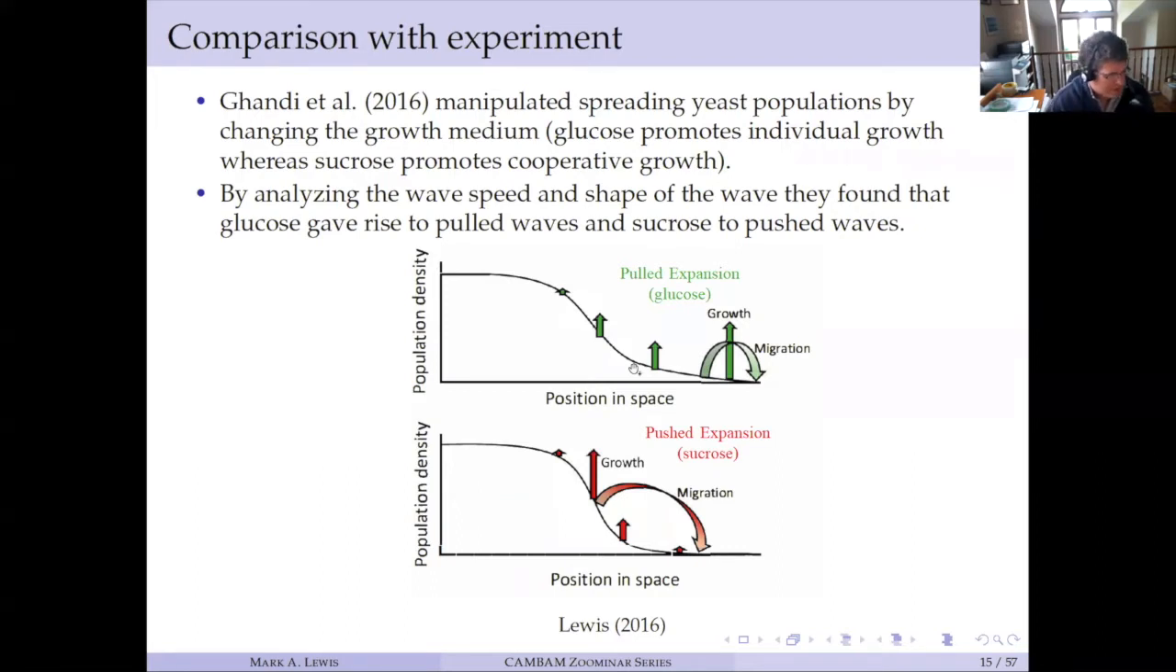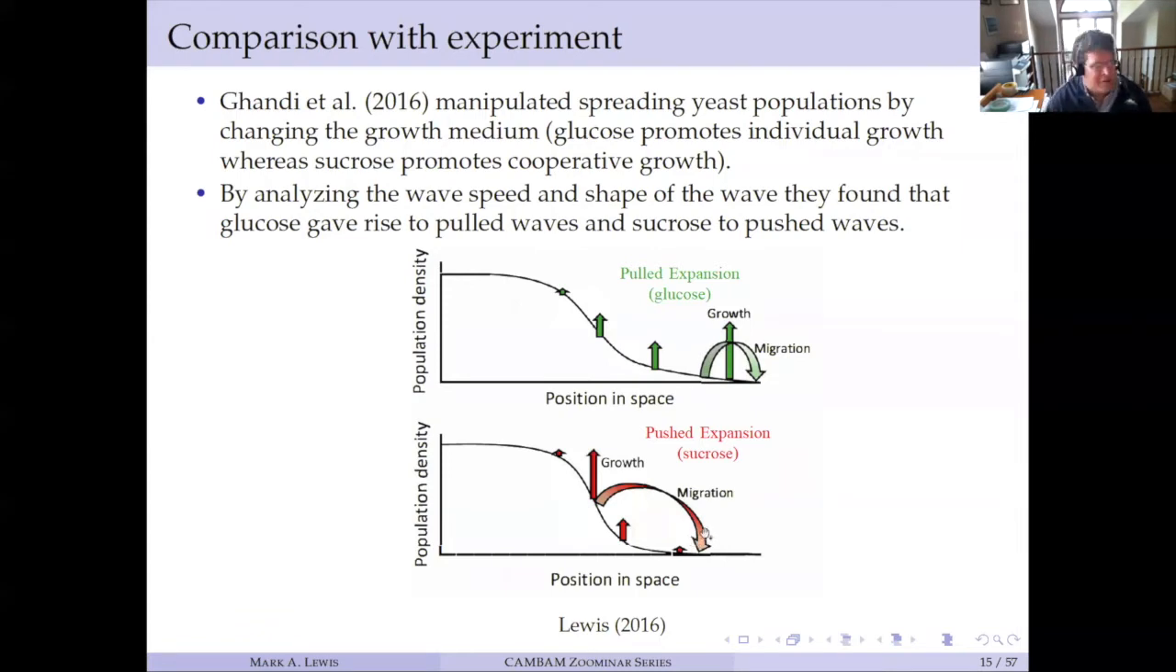And so what this group did was they analyzed the wave speed and the shape of the wave that came from glucose and sucrose. And they found that with glucose, we have a pulled expansion where the individual growth at the leading edge was the highest. And with sucrose, there's a pushed expansion where growth at these intermediate densities spilled over and caused the wave to move forward.